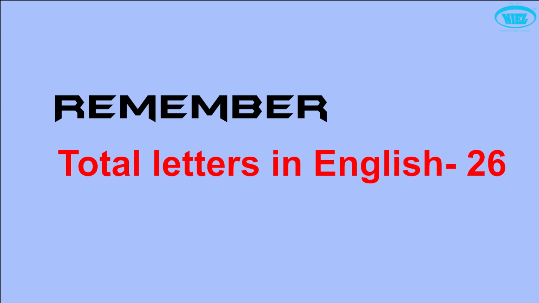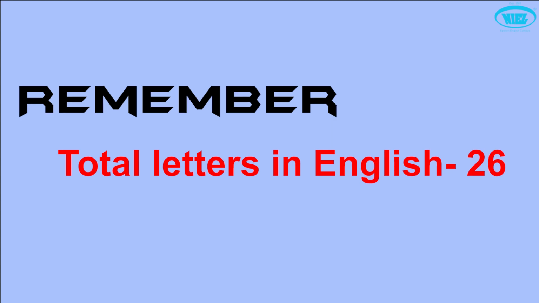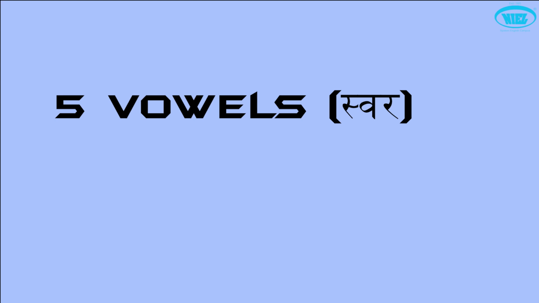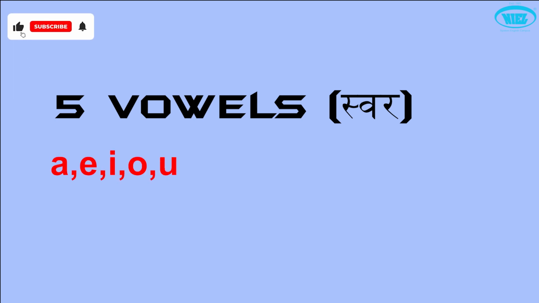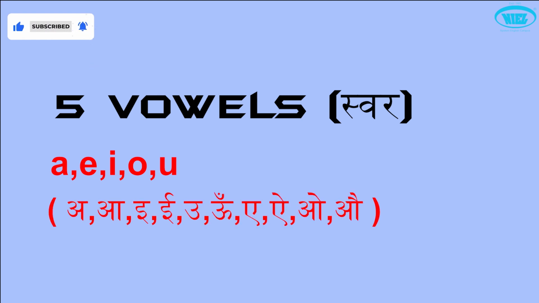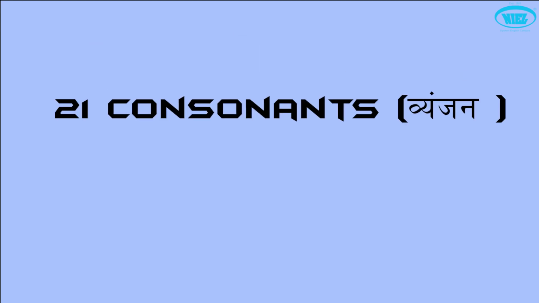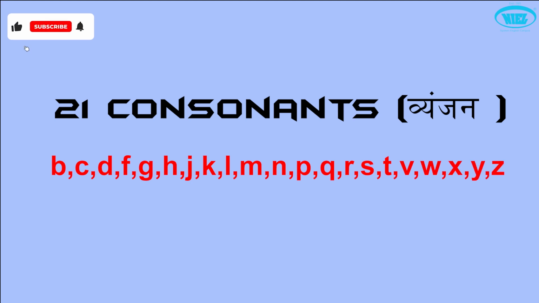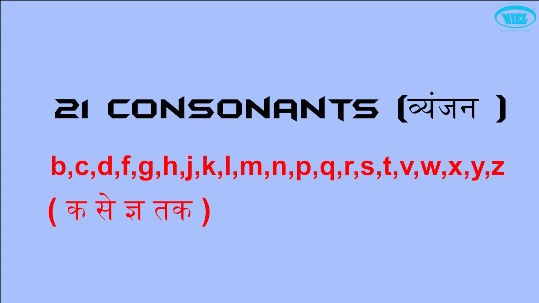The first is that as we know in English, in total we have 26 alphabets, out of which 5 are vowels, that is A, E, I, O, U. In Hindi we say them swar. And the rest 21 are consonants. In Hindi we say them vyanjan. Whatever is left out of A, E, I, O, U, we call them consonants. In Hindi we say from क से ज्ञ तक.